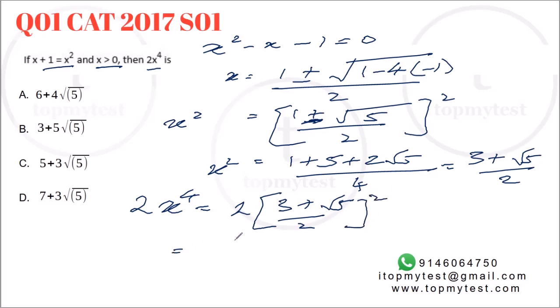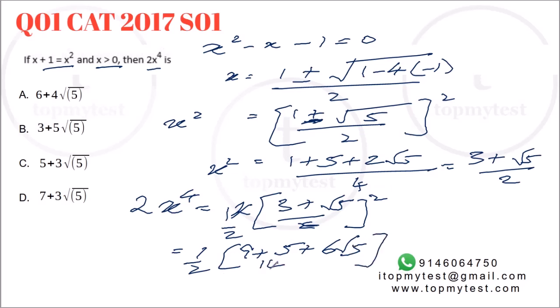This gives you, one of the 2's will go out, so it will be just divided by 2. So this will resolve to half of 3 square is 9, plus 5, plus 6 root 5. 9 plus 5 is 14, 14 divided by 2 is 7, 6 divided by 2 is 3, so 3 root 5. 7 plus 3 root 5. Option D is your correct choice.